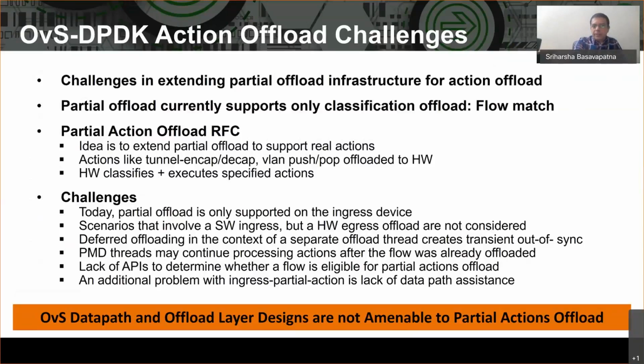And today, there is some lack of APIs to determine whether a flow is eligible for partial actions offload. We need to extend some of these APIs. That's another challenge. And also, we need some kind of assistance from the data path. For instance, this partial action could be supported only with OvS DPDK, which is the user data path, and we may not initially support this with kernel mode offloads or TC offloads. So some kind of data path assistance to say whether a particular action is supported for partial actions is needed. So overall, the OvS data path and offload layer designs are not very friendly to partial actions offload as of now.